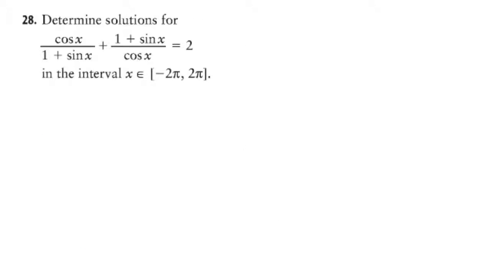We need to find solutions for this. Well, I think you probably realize that this is kind of bringing in some of those trig identity skills that we had before. So what I would do is look for that common denominator, which is of course the product of the two denominators. So 1 plus sine x times cos x would be that denominator.